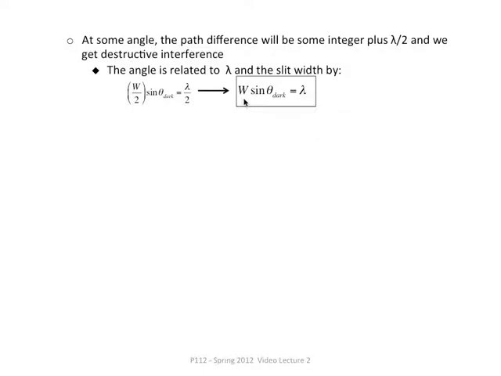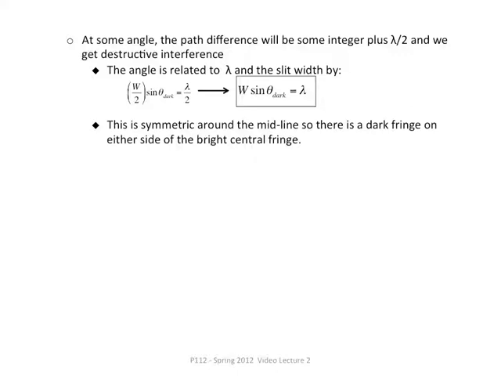And if we then multiply through by 2, we get the width of the slit times the sine of the angle is equal to the wavelength. So we have this relationship between w, theta, and lambda. And notice we've denoted this as theta dark, so we get destructive interference at that angle.